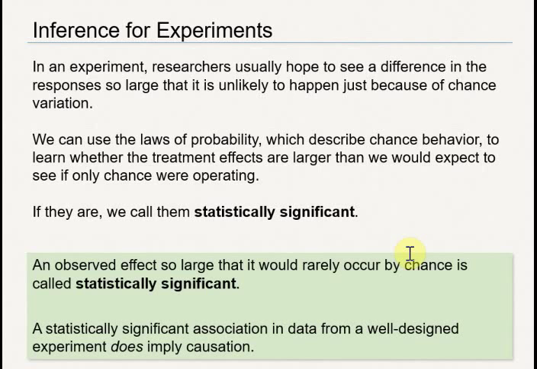It does imply causation, and this is a big difference. Before, in the last unit, when we talked about correlation, correlation does not imply causation. It just simply says there seems to be a relationship between the two things. You don't know that one is causing the other. But when you can determine through experiment that something is statistically significant, then it does imply causation. So that's why experimental design is so important.